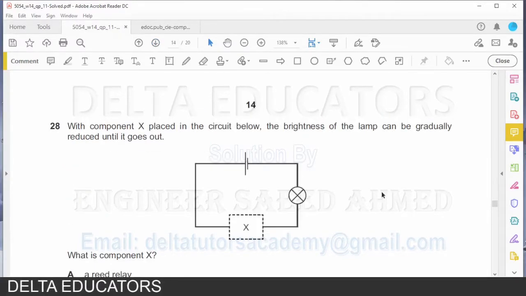Question number 28. With component X placed in the circuit below, the brightness of the lamp can be gradually reduced until it goes out. What is the component X? If we want to decrease the brightness of the lamp, we have to decrease the voltage of the lamp. To decrease the voltage of the lamp, we have to increase the voltage of this component X. Why? Because here the EMF supplied or voltage of the battery is constant. So if we increase the voltage of X, voltage across this lamp will be reduced, and with the reduction in voltage, the brightness of the lamp will also be reduced.